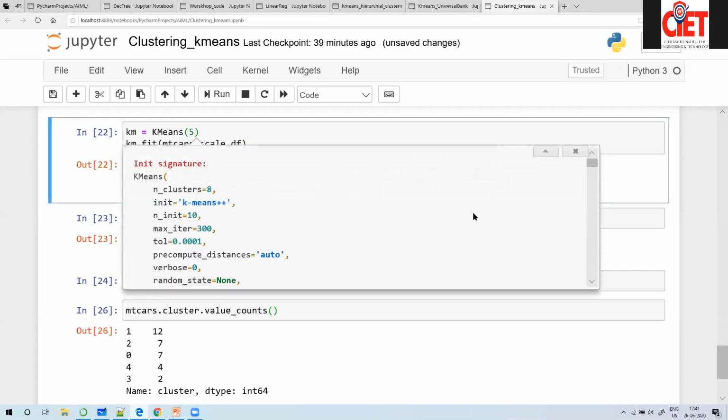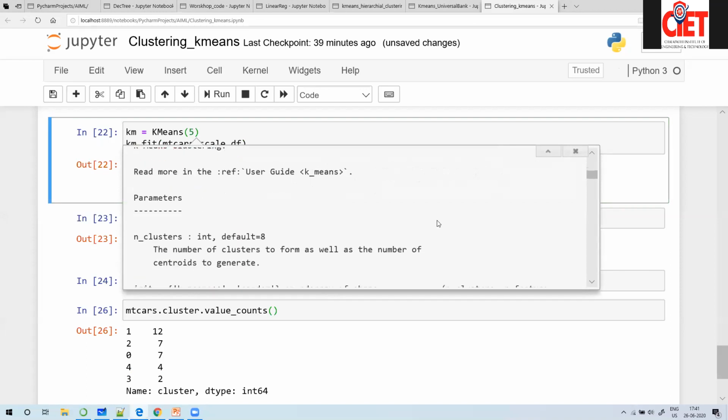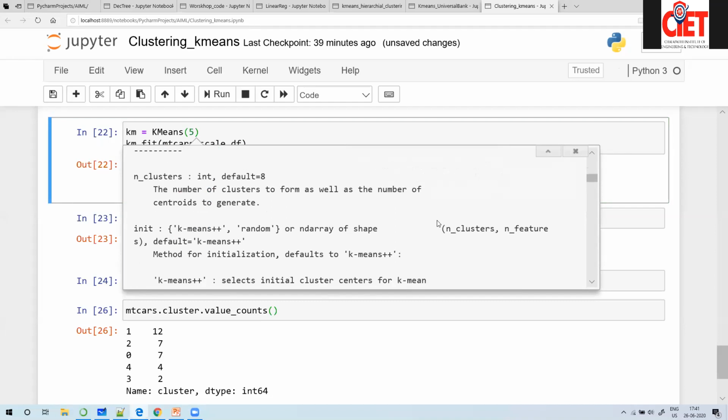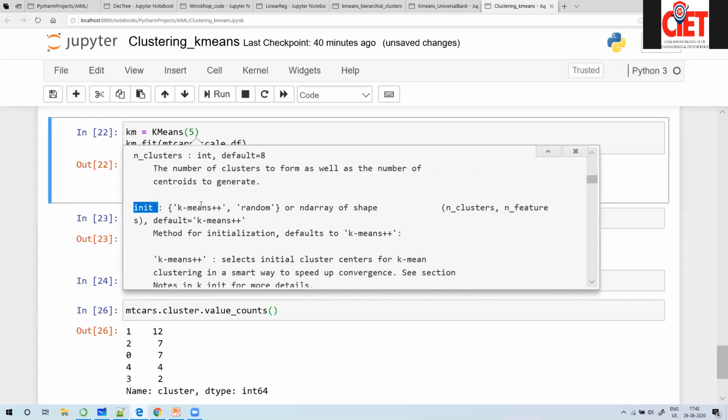So if you want more details about what each of these things is going to perform, always take the help from Python. For clusters, the default is 8. If you don't give the number of clusters, it would be computing 8 clusters. For initialization, there are two methods: k-means plus plus, and the other one is the random method. So initialization can take one of these strings, only these two, right?